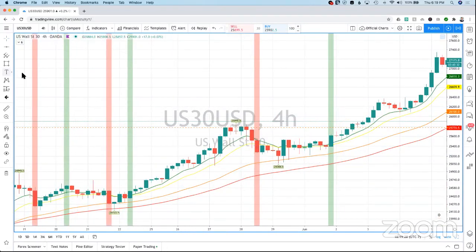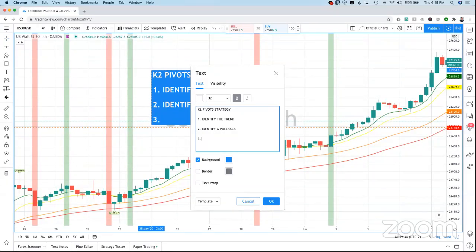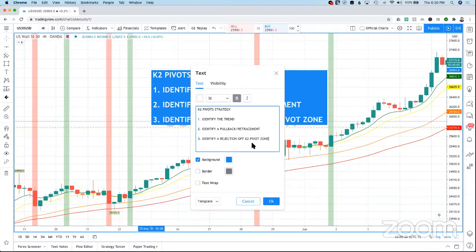So let me explain the strategy to you if you don't know it. This is going to be the K2 pivot strategy, and this is really simple as well. The K2 pivot strategy is, one, you're going to identify the trend. Next, you're going to identify a pullback. Next, identify a rejection, or pullback, retracement, depending on what you want to call it, off the K2 pivot zone. The K2 pivot zone is anywhere within the K2 pivots. It doesn't have to reject directly off a K2 pivot. It just needs to reject off any area in here.